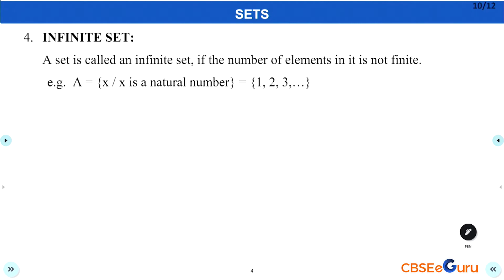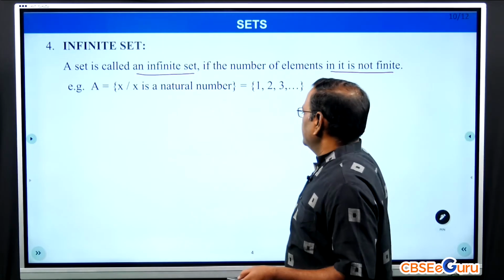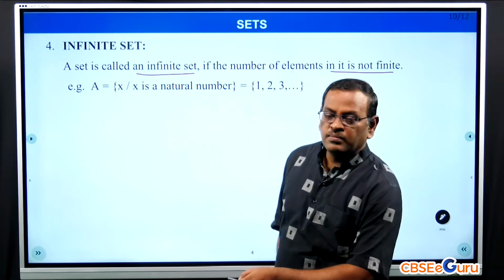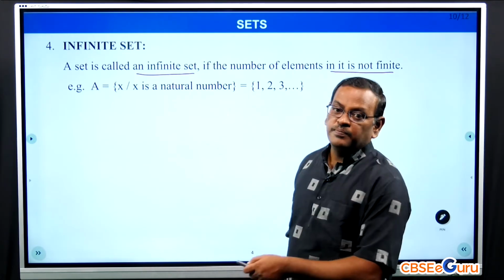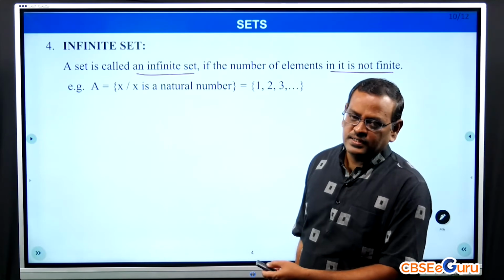Infinite set. A set is called an infinite set if the number of elements in it is not finite. That is, it has infinite number of elements. Set of all x such that x is a natural number. So what are the natural numbers? 1, 2, 3, 4 up to infinity. It is not finite, it is an infinite set.